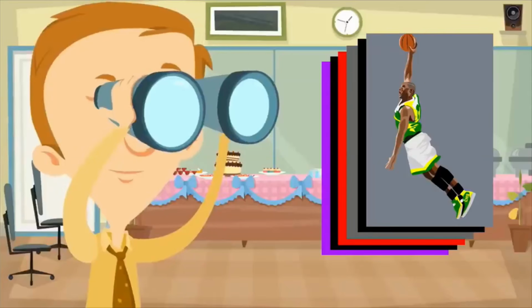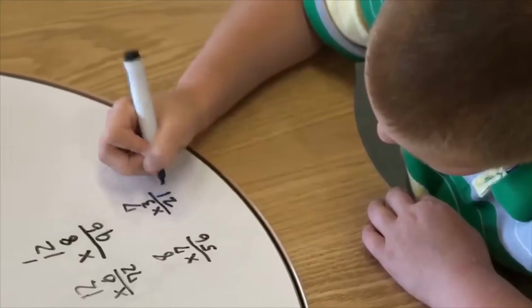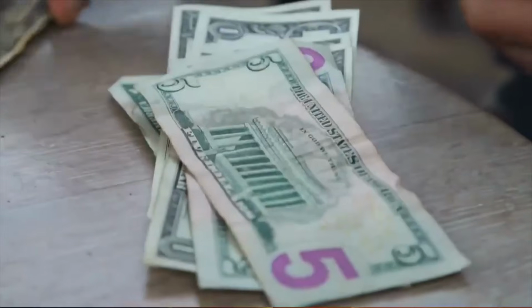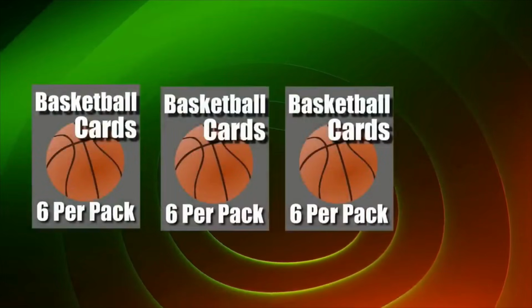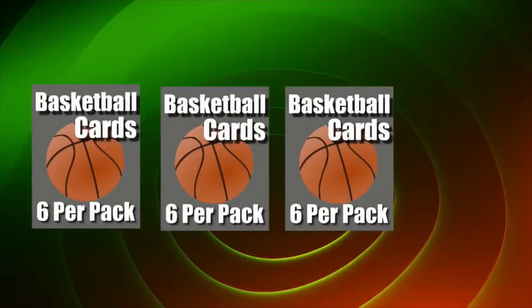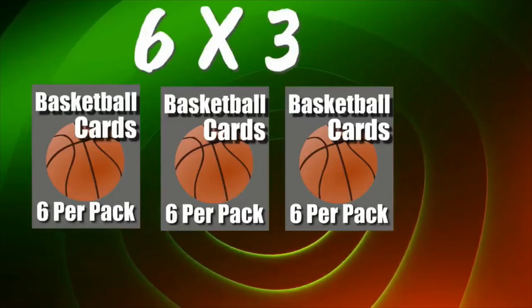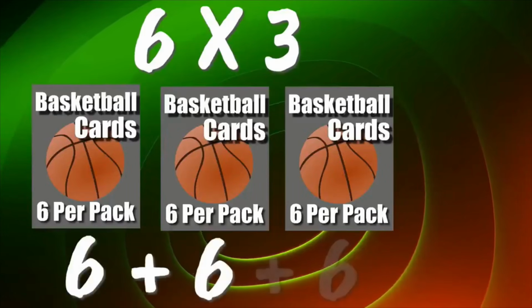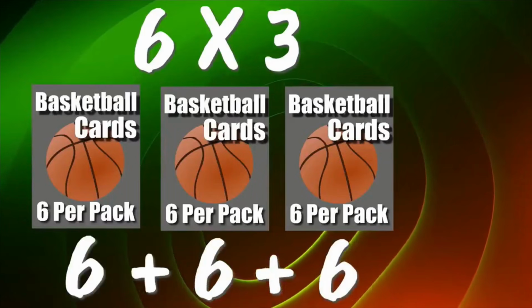Now, why am I sharing this? Well, when you collect cards, you're used to using multiplication. Let's say a new series of basketball cards has 6 cards in every pack. Every pack has 6 cards. And I have enough money to buy 3 of these packs. To find out how many cards I'm getting in all, we have to multiply 6 times 3. It's the number 6 3 times. This is the same as 6 plus 6 plus 6.